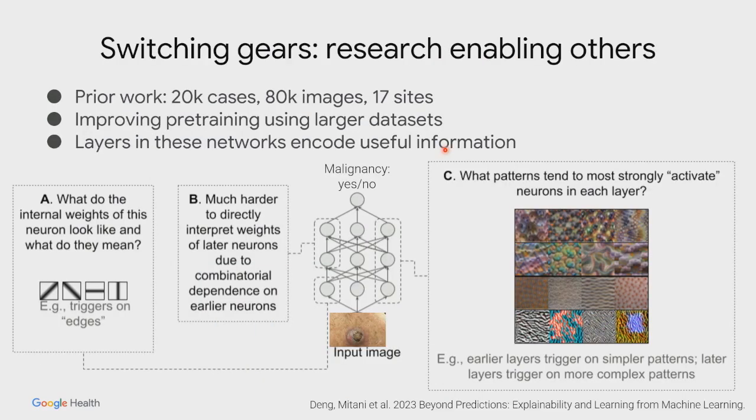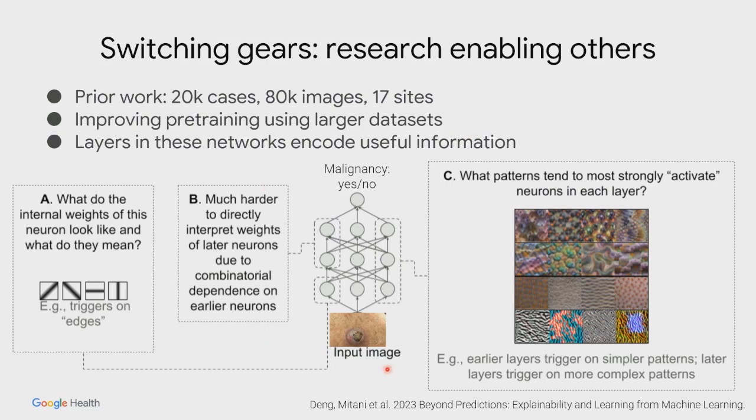So, switching gears a little bit. In the previous work that we showed, we used quite a bit of data to train the model, specifically 20,000 cases and 80,000 images. That's quite a good amount. In most cases, you may not have access to such large volumes of data, and in certain cases, it's completely impractical. So how can we speed this up for other researchers?